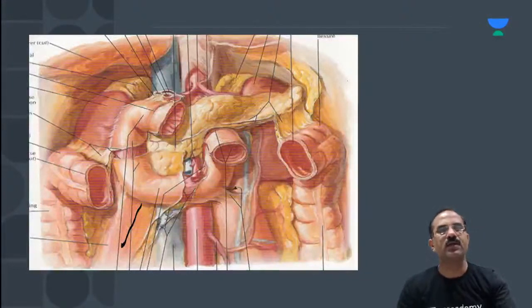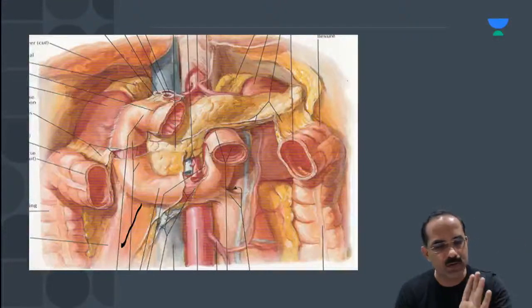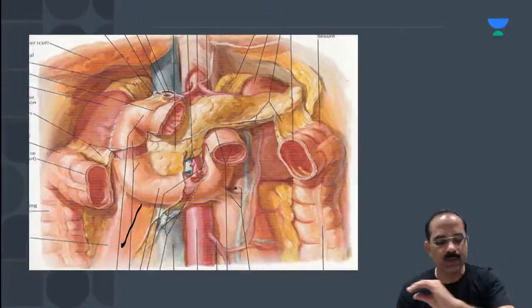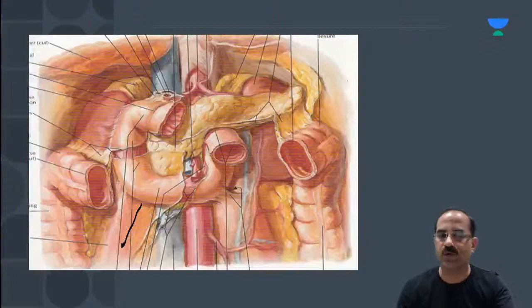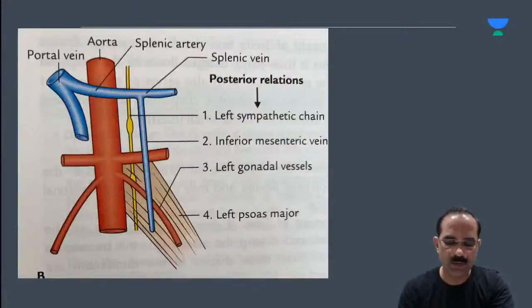And finally, the third part then becomes the fourth part of the duodenum. The fourth part of the duodenum goes slightly upwards. It is related to the L2 vertebra. And the posterior relations of the fourth part of the duodenum would be the sympathetic chain, the inferior mesenteric vein. That's the inferior mesenteric vein. That's the left psoas major and the left gonadal vessels.